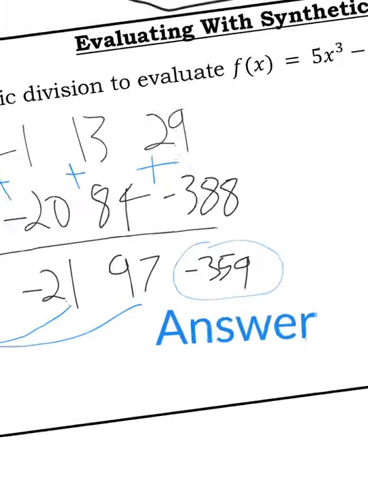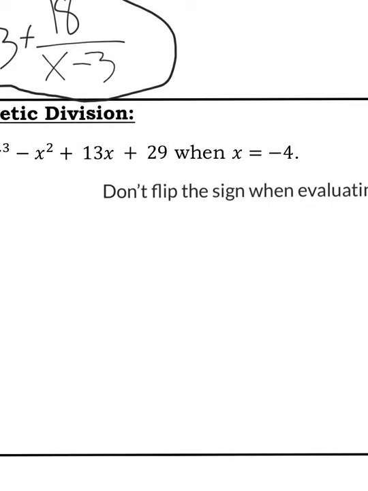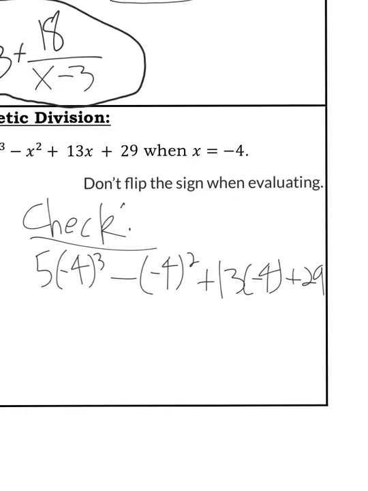How do you check your work? Let's just plug it in. So here I have it plugged in. I substituted negative 4 everywhere I saw x in the function, and then typed it in, and you get the answer is negative 359. So that means we did it correctly.